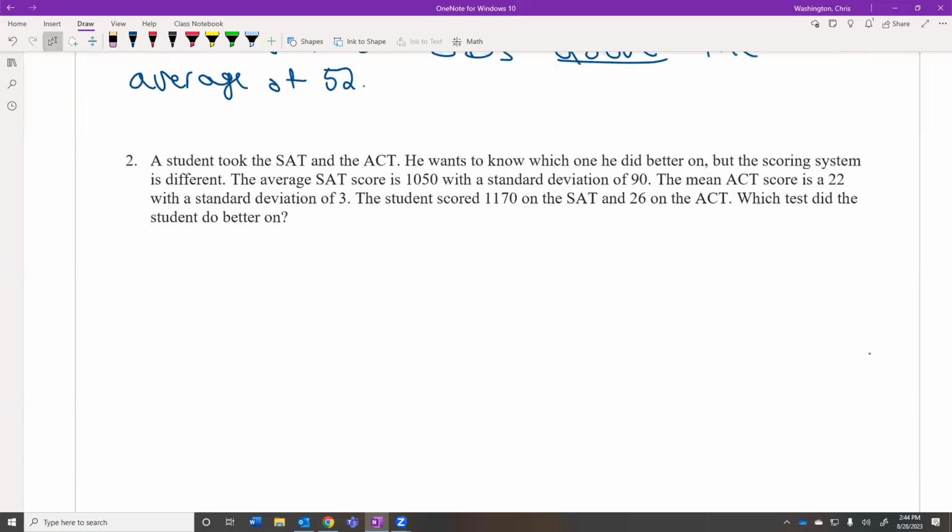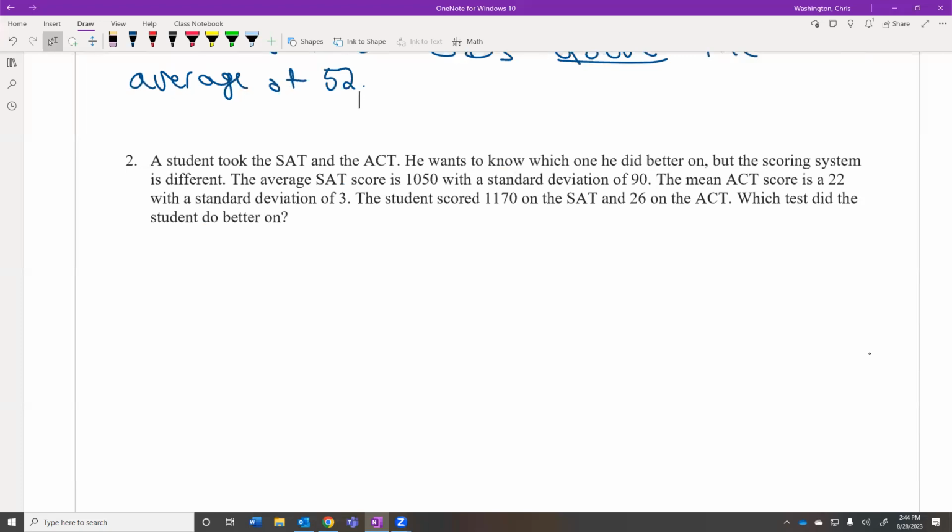If you know anything about those tests, the SAT is scored on a scale from 0 to 1600. The ACT is scored on a scale from 0 to 36. This person made an 1170 on the SAT and a 26 on the ACT. Which test did he do better on? Like, we can't compare them, right? Because the way they're graded is completely different.